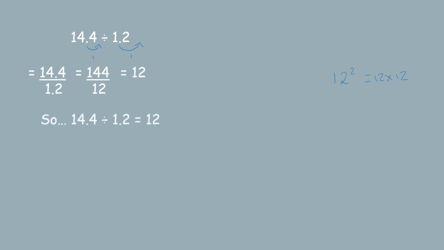One more to try here, so pause the video. Okay, so we can see again that if we times both of these by 10, it's going to give us 144 divided by 12. So we've multiplied out those decimal points. And if we can remember our squares, we should know that 12 squared, or 12 times 12, is actually 144. So 14.4 divided by 1.2 is 12.